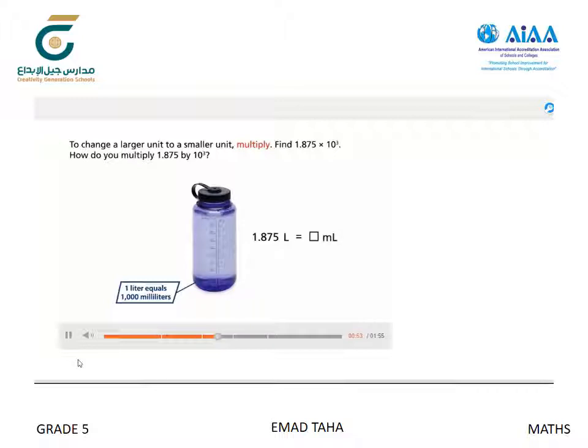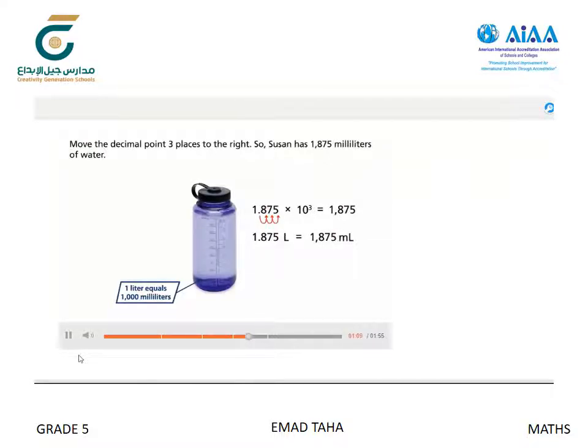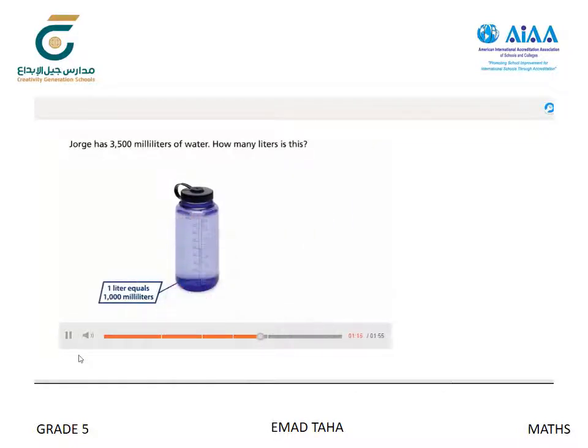Find 1.875 times 10 to the third power. How do you multiply 1.875 by 10 to the third power? When you multiply by 10 to the power 3, it means by 1000. We move the decimal point. Do we move the decimal point toward the right or left? When we multiply, we move the decimal point toward the right. Move the decimal point 3 places to the right. So, Susan has 1,875 milliliters of water.